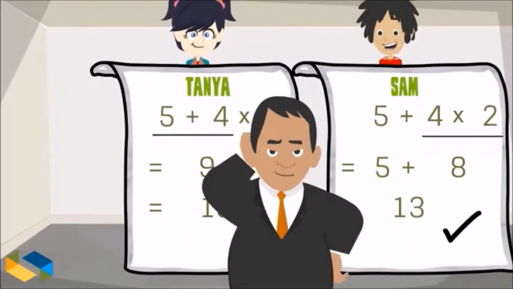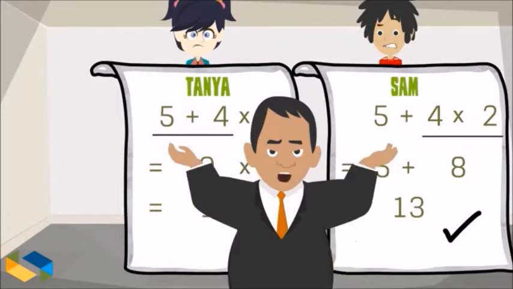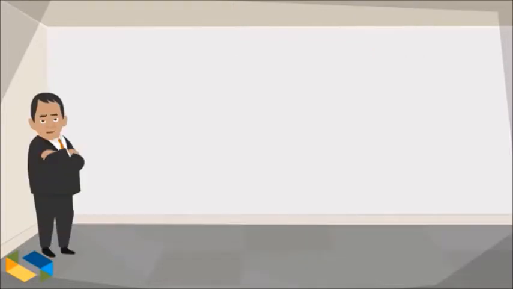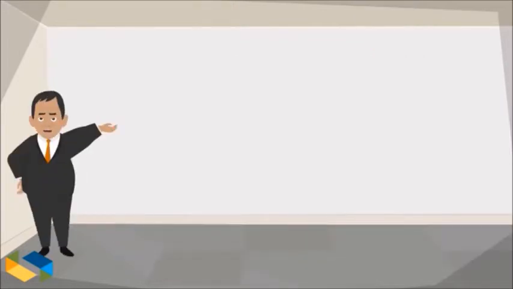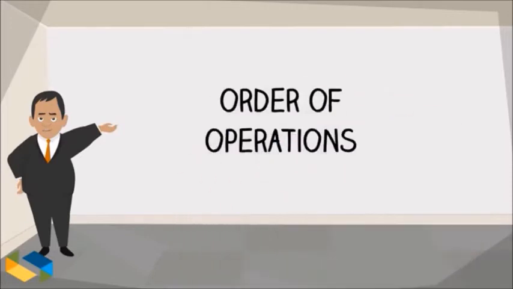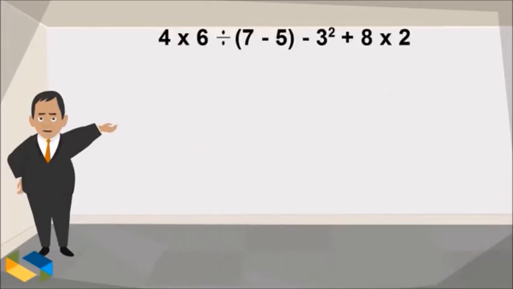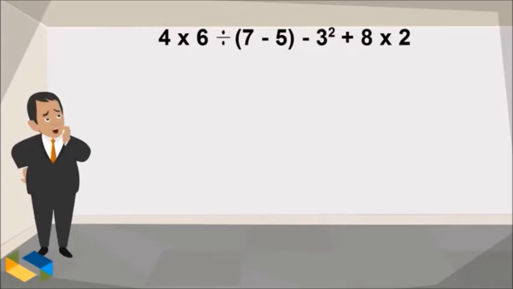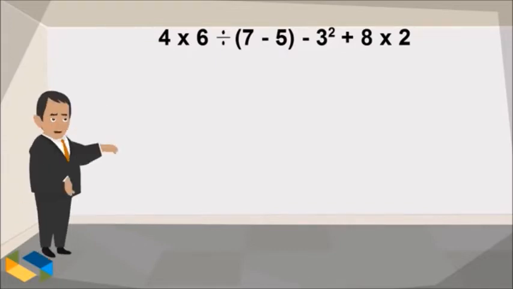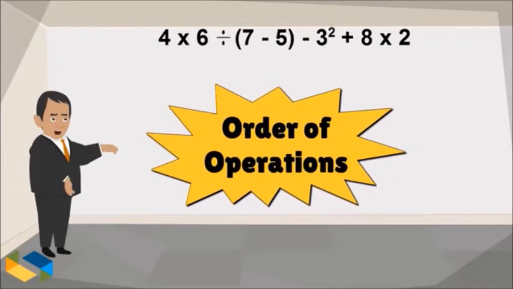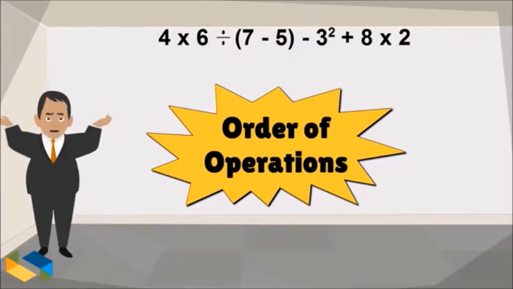You may be wondering, how do we know what operation comes first and what comes next? Well, there are steps you have to remember and follow in a sequence called the order of operations. Let's learn this rule through this example. This problem may look complicated, but if you just stick to the sequence or order of doing the operations, it turns out to be very simple.